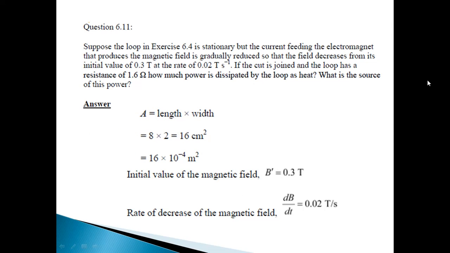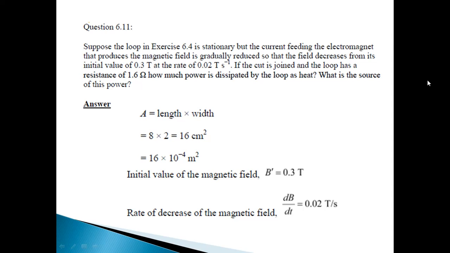Next question. Suppose the loop in exercise 6.4 is stationary, but the current feeding the electromagnet that produces the magnetic field is gradually reduced so that the field decreases from its initial value of 0.3 Tesla at the rate of 0.02 Tesla per second. If the cut is joined and the loop has a resistance of 1.6 ohm, how much power is dissipated by the loop as heat? What is the source of this power?